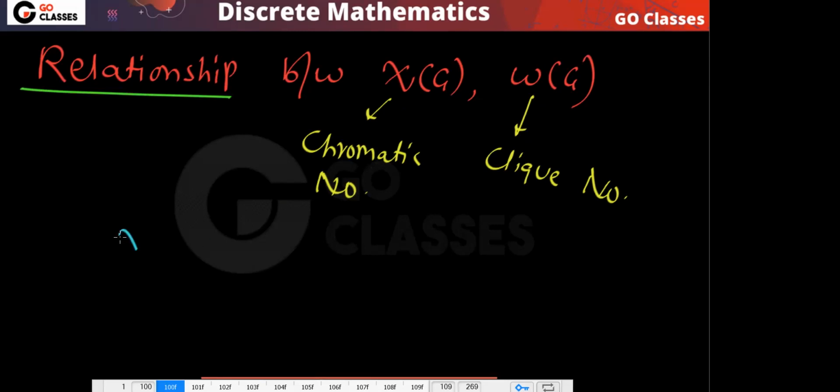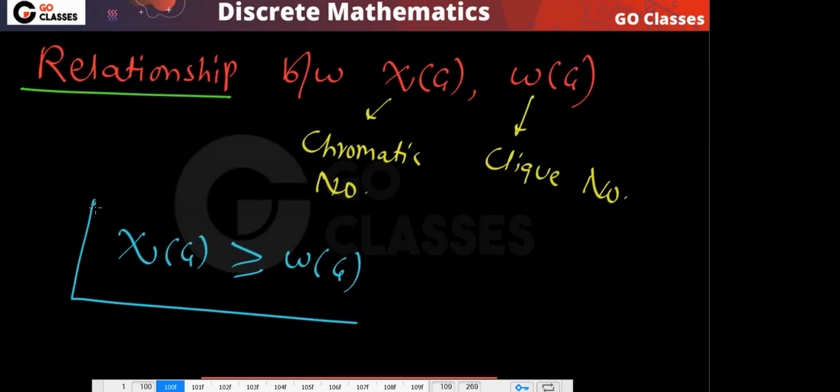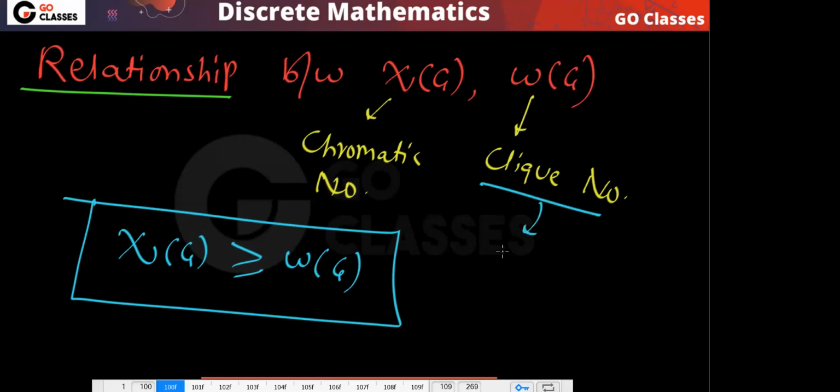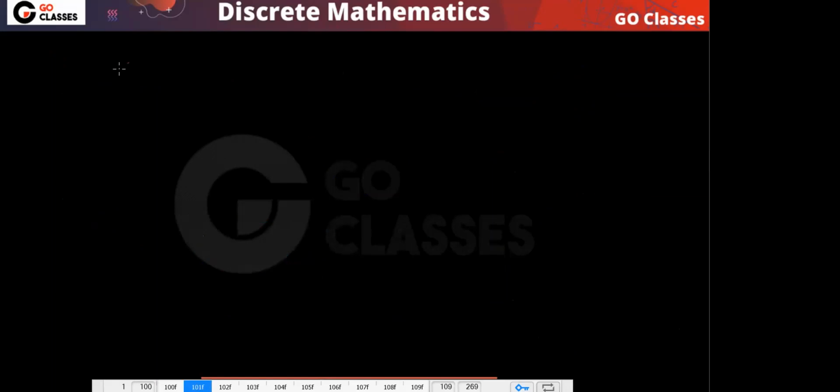Yes, very good. So chromatic number will definitely be greater than or equal to clique number. And the idea is very simple, because clique number means what? This is the largest complete subgraph. Yes or no? Clique number is basically the largest complete subgraph. So if your largest complete subgraph has size k, just think about it. Let's assume you have a graph G.